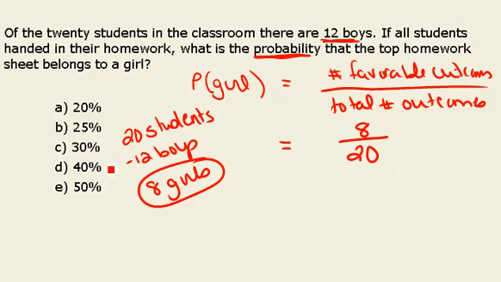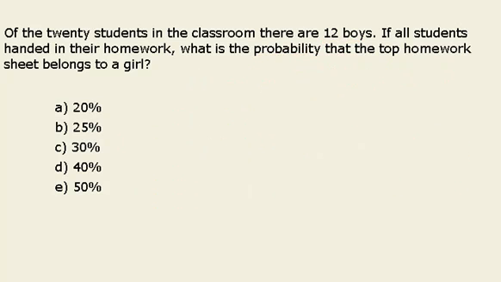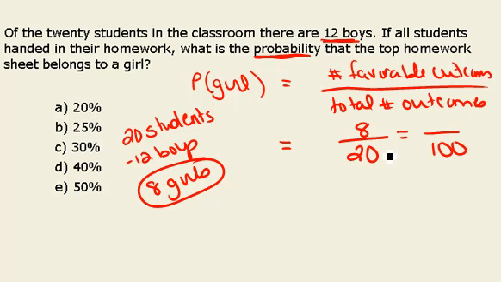But now we want to change it into a percentage. So one way we could do it is we know that a percentage is per 100. Therefore, I want to find an equivalent fraction to 8/20ths with a denominator of 100. I can see that I would have to multiply both numerator and denominator by 5, giving me 40 hundredths, which is the same as 40%.